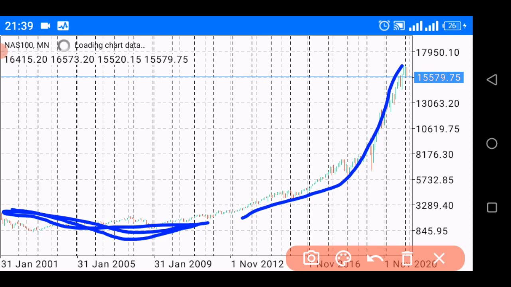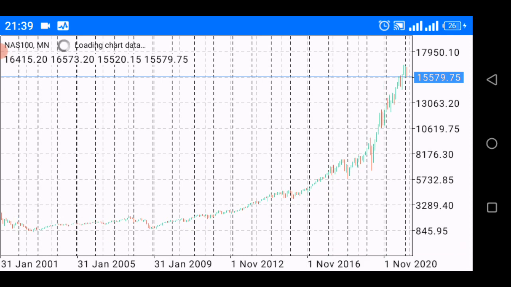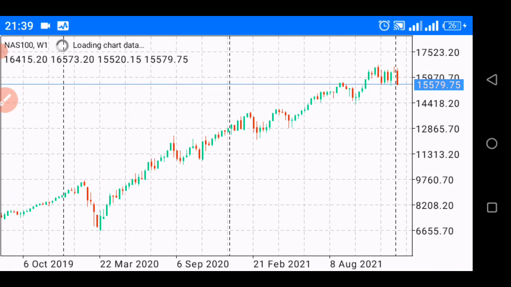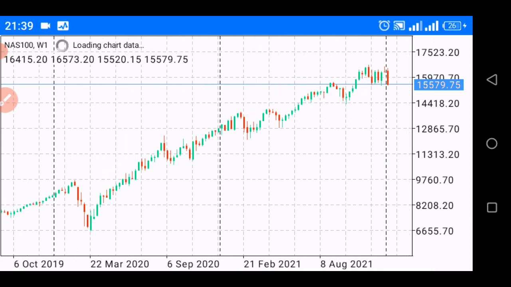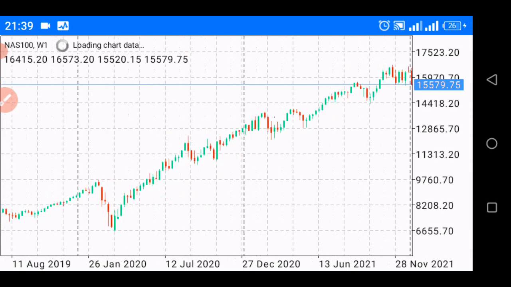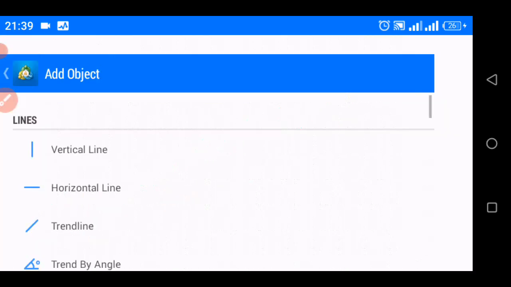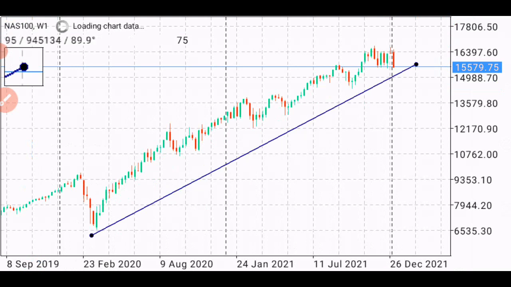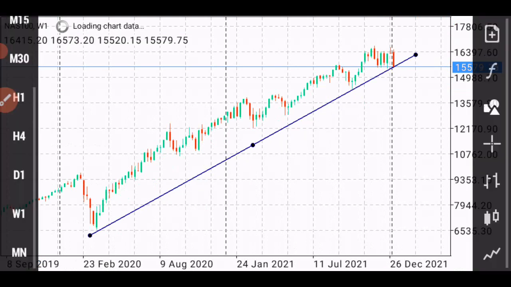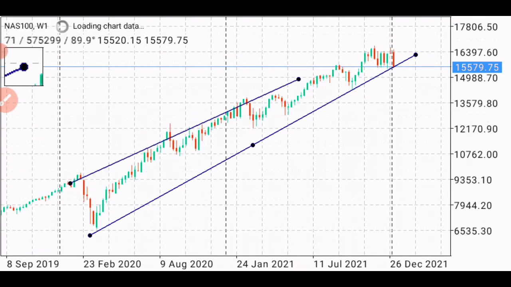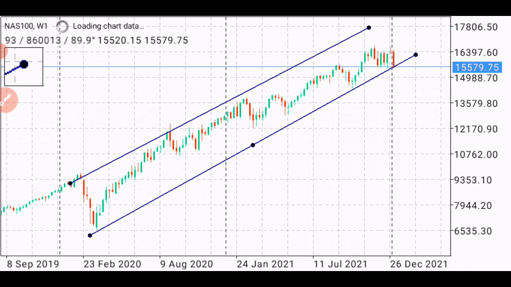So let's start our analysis. Let's start first with the market structure. We didn't really see much information here. Let's go to the weekly chart. On the weekly chart there's a lot of information here, but I start with this here. I can see an uptrend in this place, a very long uptrend in this place.